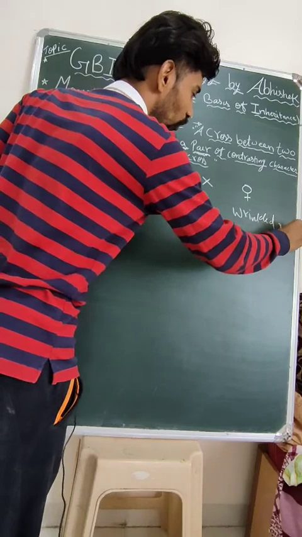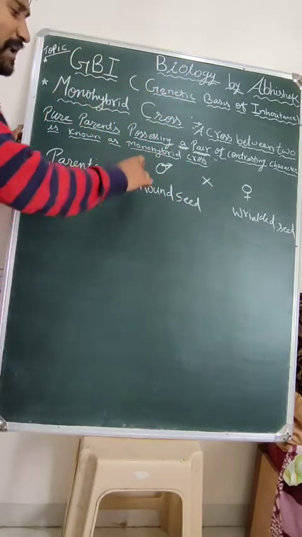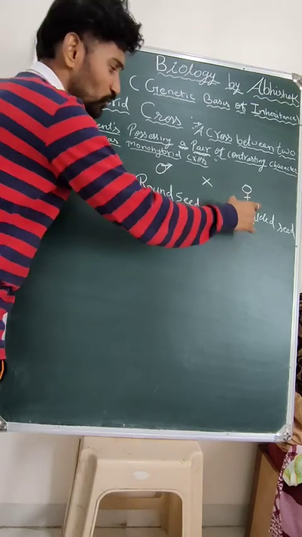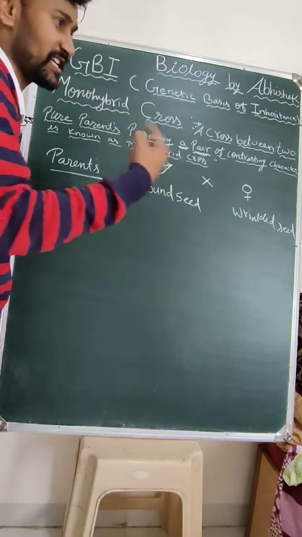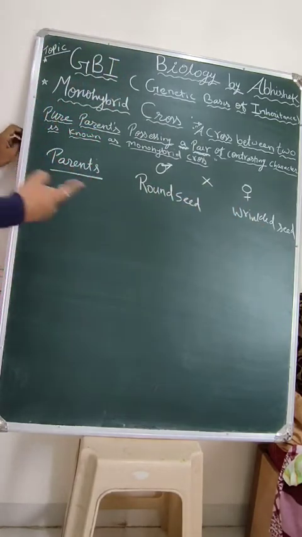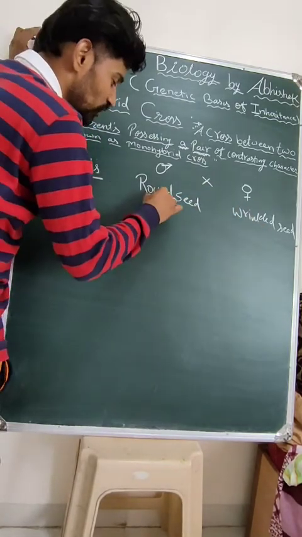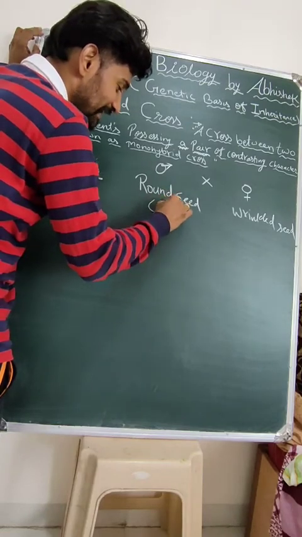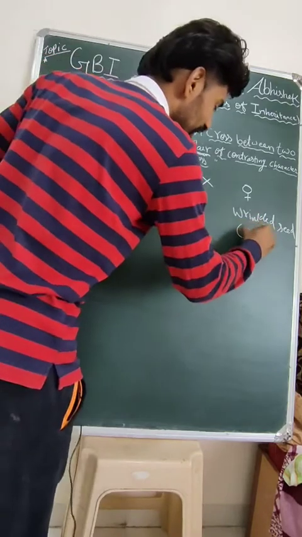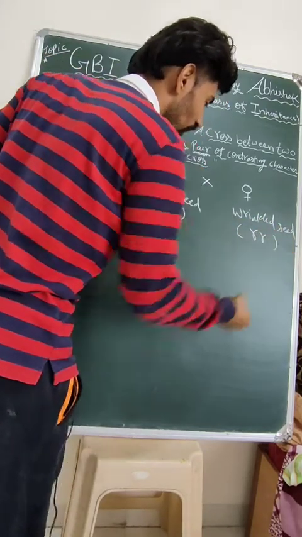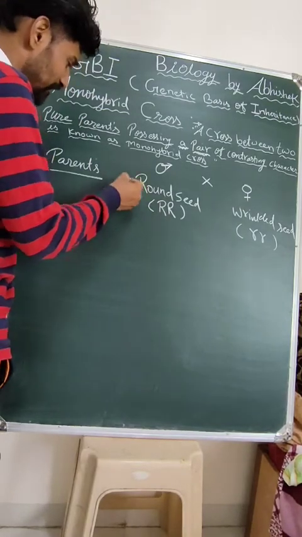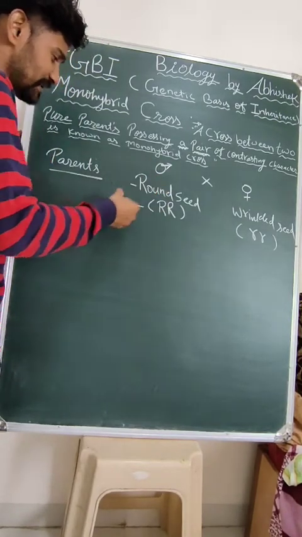यहाँ पे हम दो plant ले रहे हैं, उसमें से एक plant हम consider कर रहे हैं as a round seed plant और दूसरा plant जिसके seeds wrinkled seeds हैं. So we use pure plants. When we use pure plants, we mention their genotypes as capital R for round seed, and small r for wrinkled seed. So I will mention here, this is a phenotype, this is a genotype.